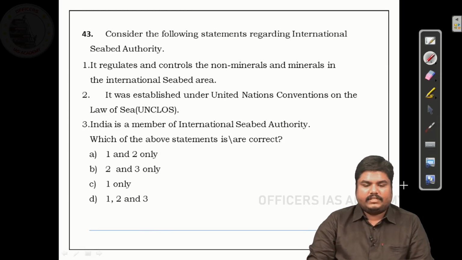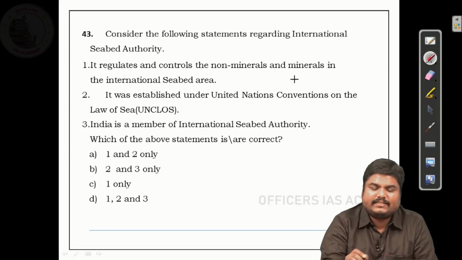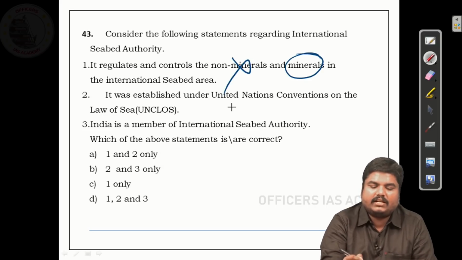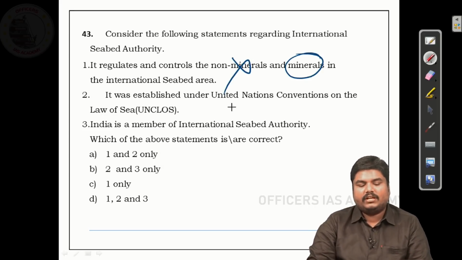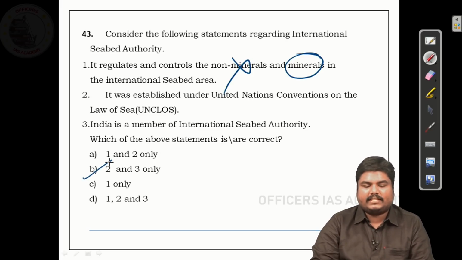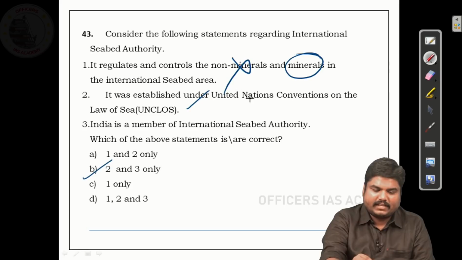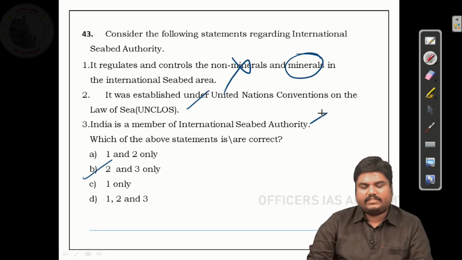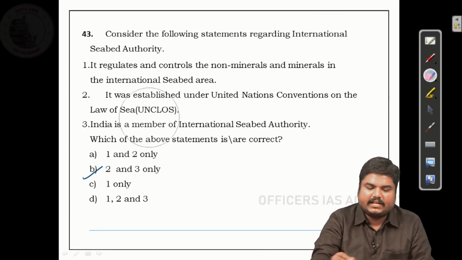43rd question. This is regarding the International Seabed Authority. The Seabed Authority regulates and controls only minerals and not non-minerals. So statement 1 is wrong. So automatically the answer is going to be B, 2 and 3. It is established under the UN clause, that is correct. India is a member of the Seabed Authority, that is also a correct statement.